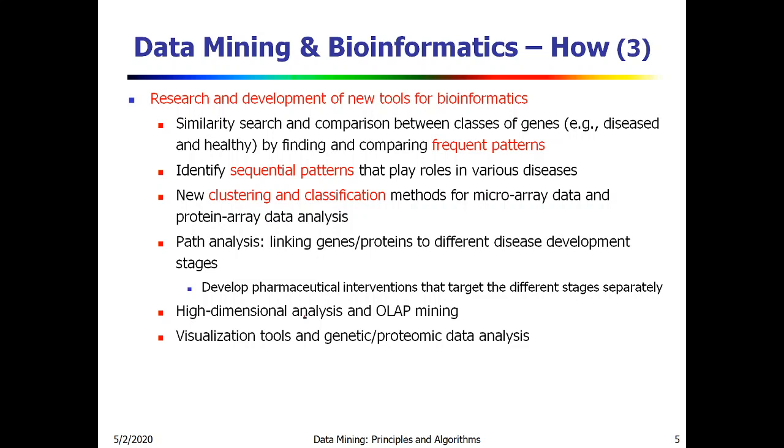So research and development has produced new tools for bioinformatics, where you find out, using frequent patterns and similarity search or comparison between classes of genes, the differences between the diseased and the healthy person. There are a number of classes where you compare the frequent patterns. Then you find the sequential patterns: how various diseases or viruses have similar patterns, how they are integrated and finally form another virus. Like this we can see the patterns.